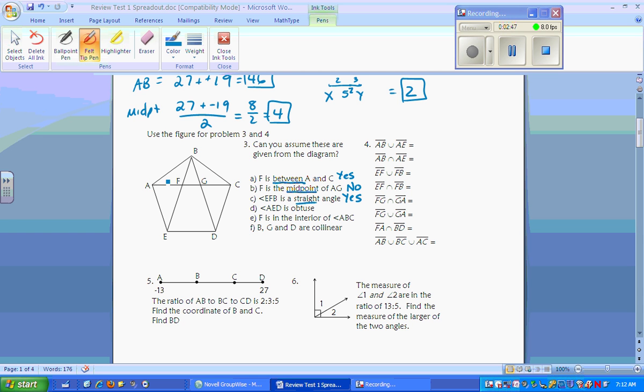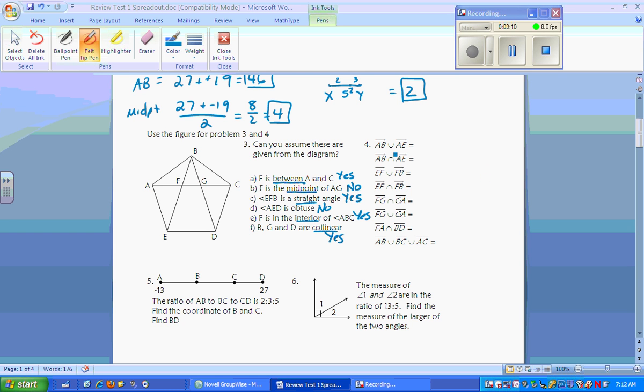Can you assume the angle is obtuse? Even looking at it, AED, even though it looks obtuse to me, can you assume that? No. Can you assume interior? Yes. Can you assume collinear? Yes. So the 4 things you can assume: betweenness, something is straight, interior, and collinear. Moving on to number 4.